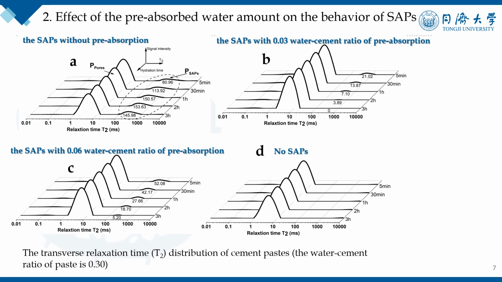However, when the SAPs pre-absorbed a certain amount of water before mixing, the peak area decreased with increasing hydration time. You can see for B and C, 3 hours after mixing, the peaks almost disappeared. Comparing B and C, the more water pre-absorbed by SAPs, the faster water is released into the paste.